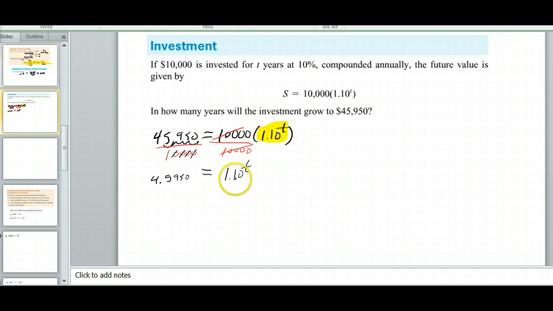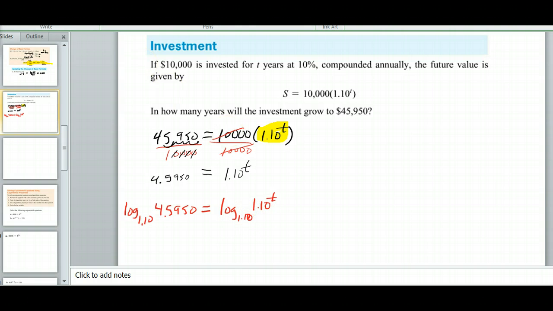Alright, no need for the parentheses anymore. Now, here, if we're going to use this most recent property we talked about, the change of base, this is where we bring in the logs. Once we have that thing isolated, we bring in the logs. Now, what log base am I going to bring in? I'm going to bring in the log base 1.10. 4.5950 equals the log base 1.10 of 1.10 to the t power.